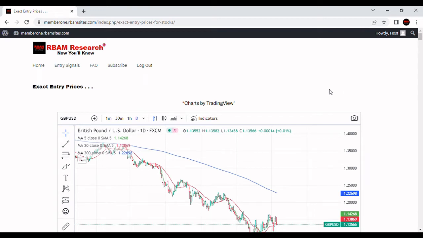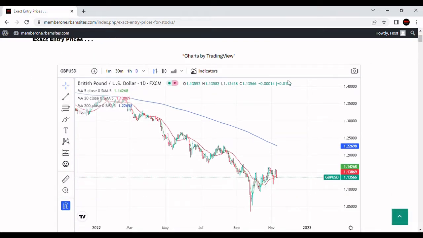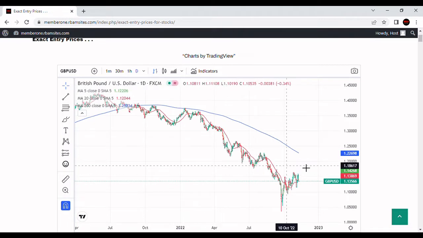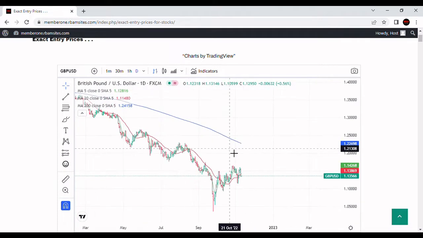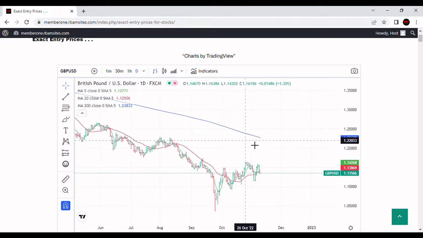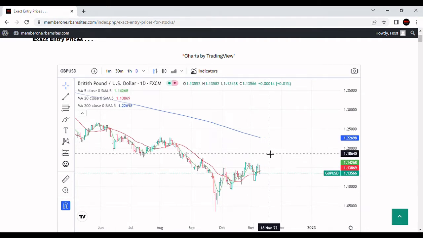We're going to do a video on GBPUSD, that's the British pound against the dollar, with technical analysis. We've got a blue 200-day moving average here for you. Let's take a quick look at what the pound is doing. This is for today, November 9th, and again, daily chart.